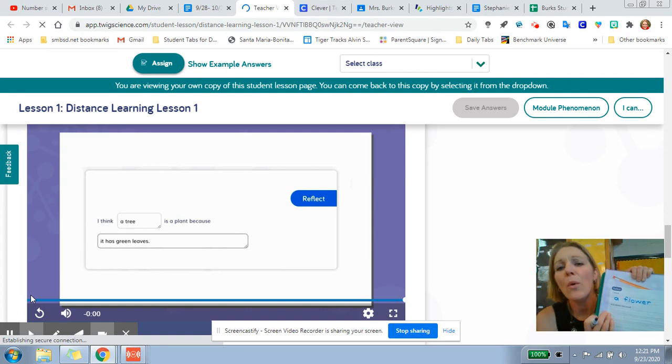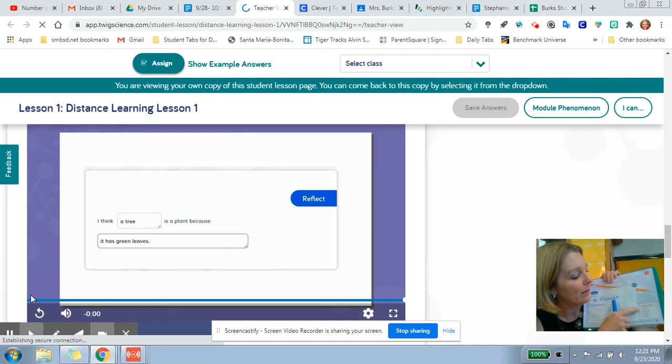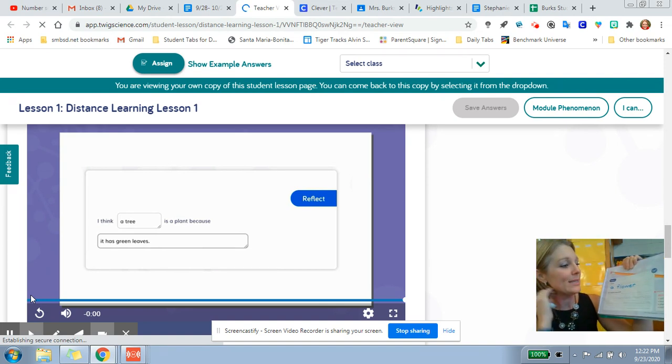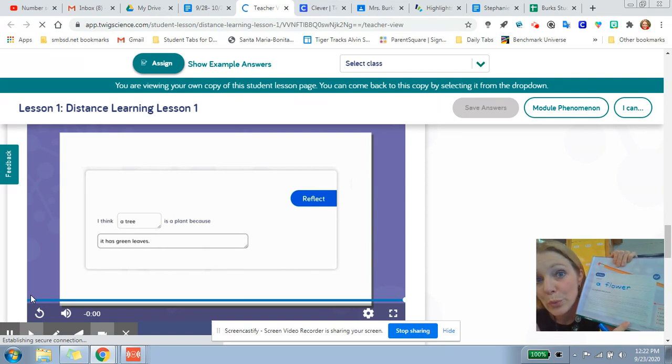because, what do I see on a flower that lets me know it's a plant? It lives in the soil. It has leaves. It's a plant, and it has roots. I know that flowers grow in the soil, and down under the soil is the roots. I'm going to write, I think a flower is a plant because it has roots.